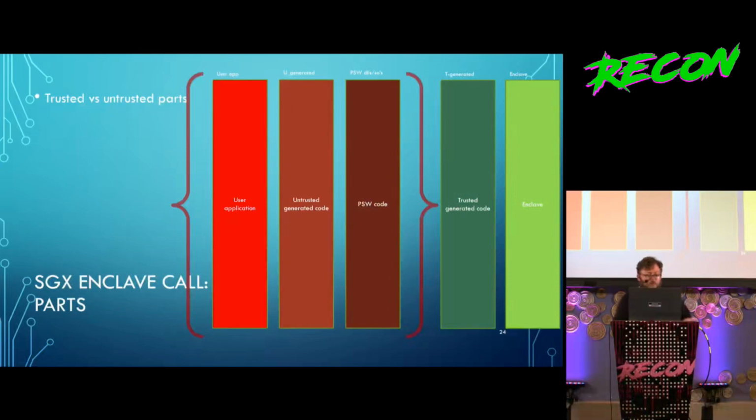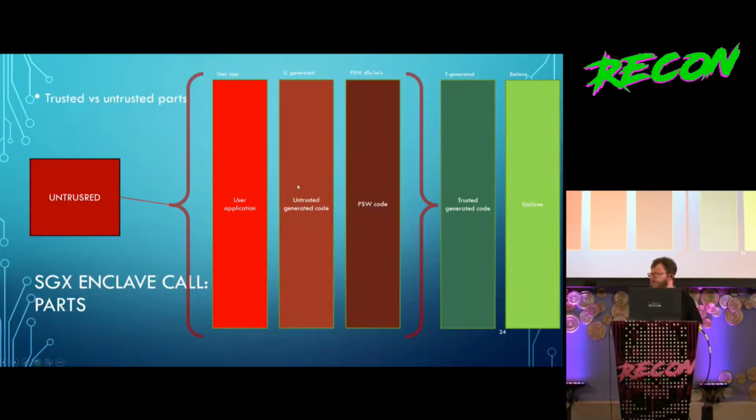Let's talk about how these calls are implemented. We have the following parts: user application, untrusted generated code, which is generated by this excellent utility, platform software code, trusted generated code, and enclave code itself. I remind you that these, with colors derived from red, are untrusted part, running in usual hackable mode, and this is trusted part, which is running in enclave mode.